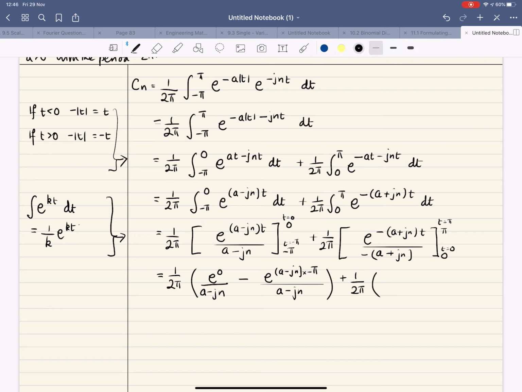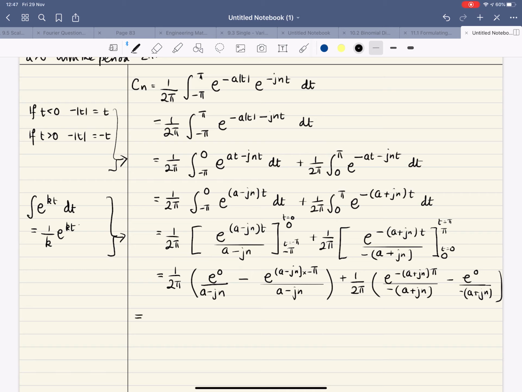Okay, so we've got next one, we've got t is pi. There, look, t is pi at the top there. So it's e to the minus a plus jn times pi divided by minus a plus jn. And then the next one is an e to the 0. It's a 0 there. So the 0 there is going to make all this 0. So it's going to be e to the 0 up there. So it's minus e to the 0 divided by minus a plus jn. Okay.